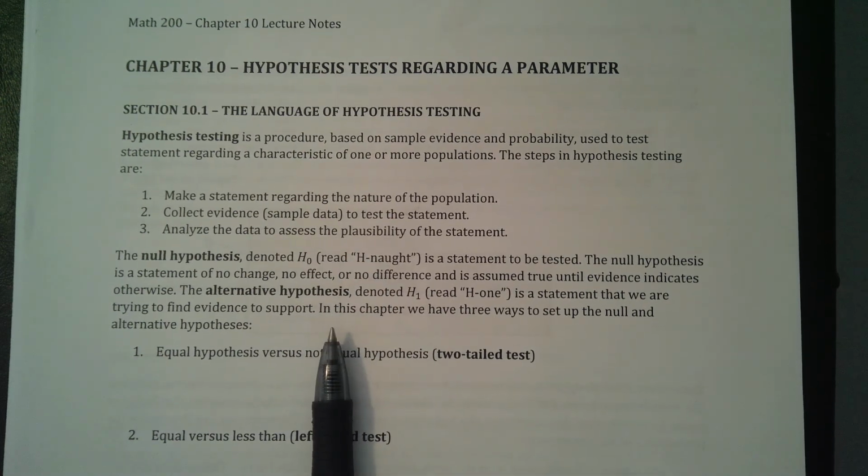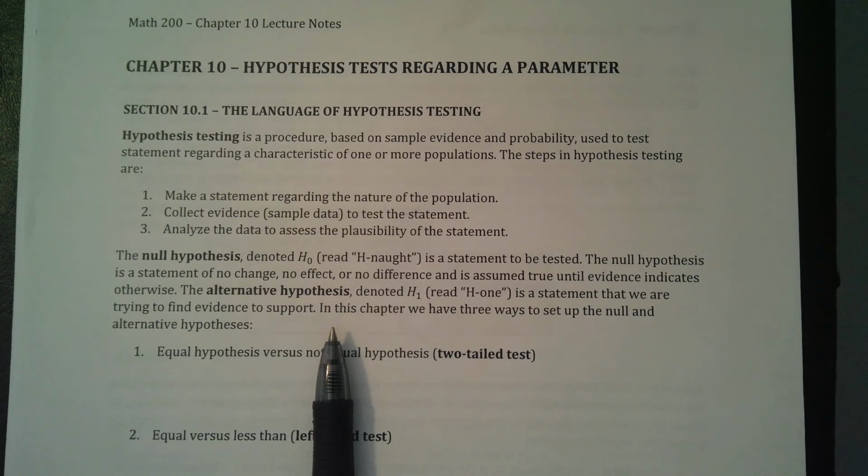First, what we need to do is create our hypothesis statements. You will have two. The first one will be read as H0, which is your initial hypothesis, your null hypothesis. It's a statement which is going to be tested. The null hypothesis is a statement of no change, no effect, no difference. It's assumed to be true until we supply evidence from our sample that indicates otherwise.